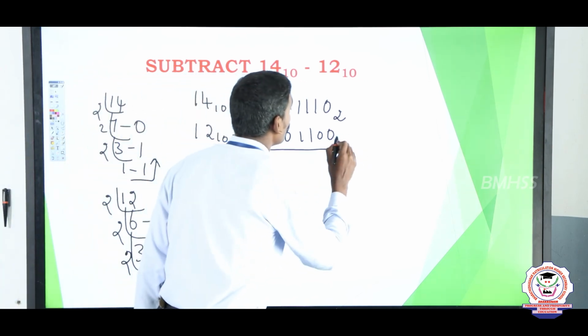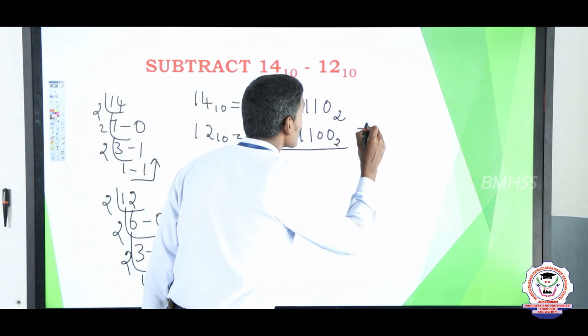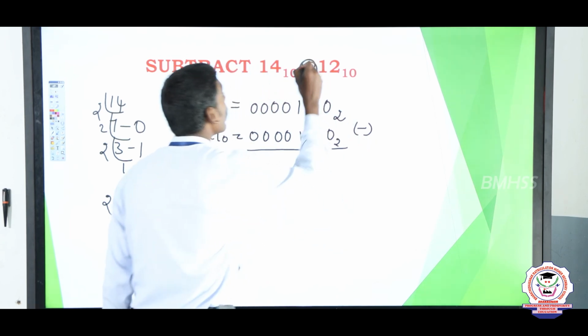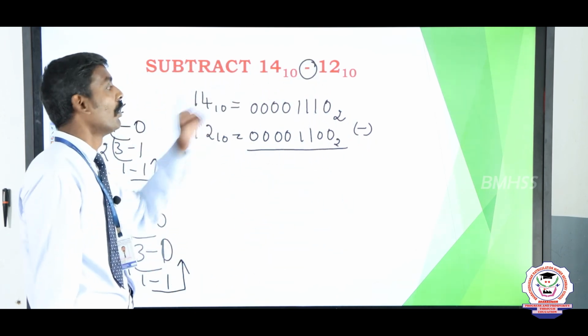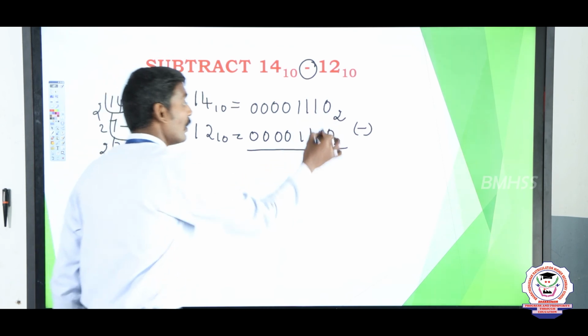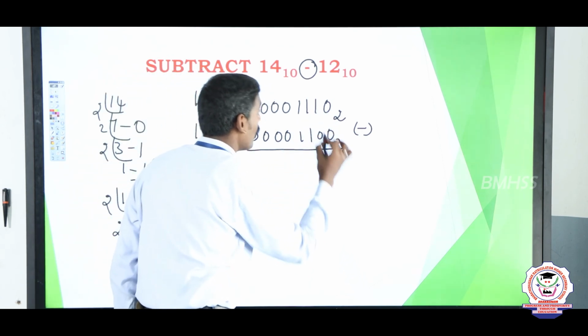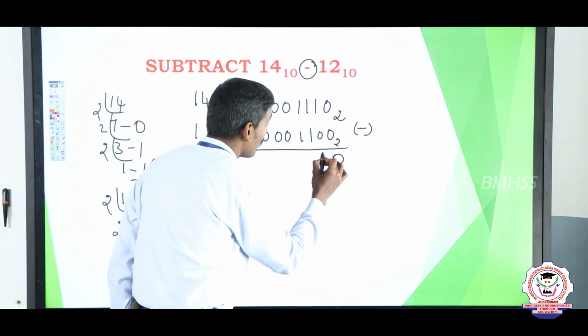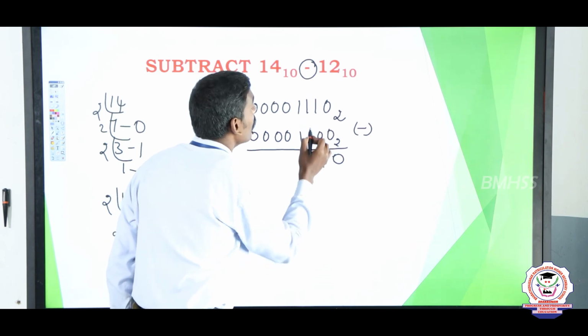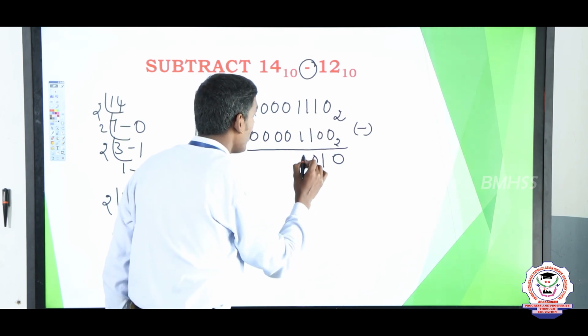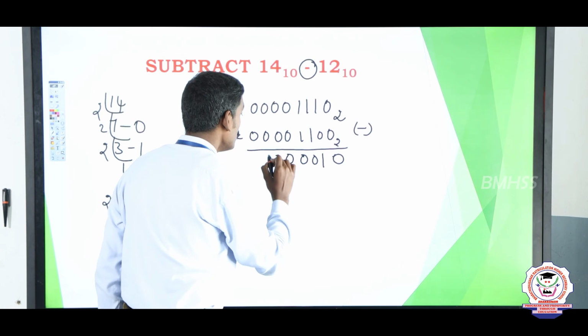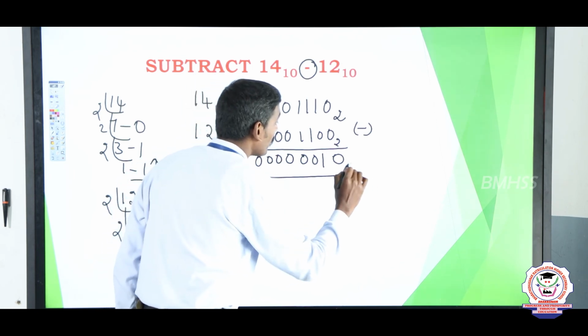Now what are you going to do? Subtraction. Because the given sign is minus, so you are going to do subtraction. 0 minus 0, what's the answer? 0. 1 minus 0, what's the answer? Very good. 1. 1 minus 1, 0. 1 minus 1, 0. Here 0 minus 0, all the terms are 0.